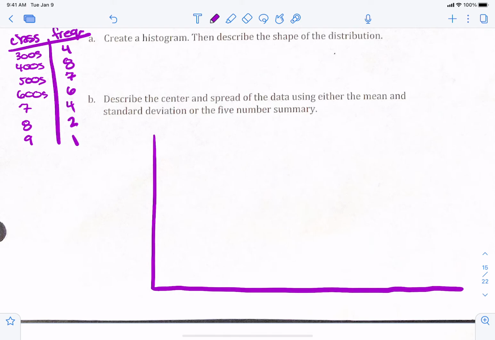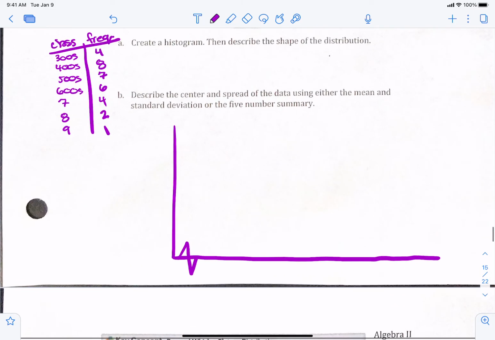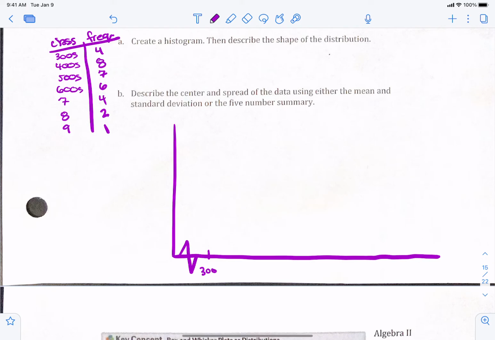Here's our chart. We're going to do a broken graph because we're starting at 300. So 300 is here, and we want to go up by 100. I'm going to go 400, 500, 600, 700, 800, 900, and we have to go to 1,000, right? Because the 900 bar will be between 900 and 1,000. Okay, I'll pause so you can get that going.